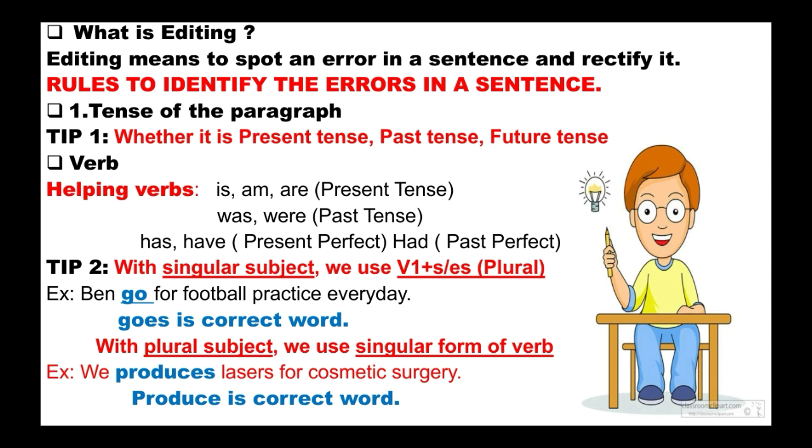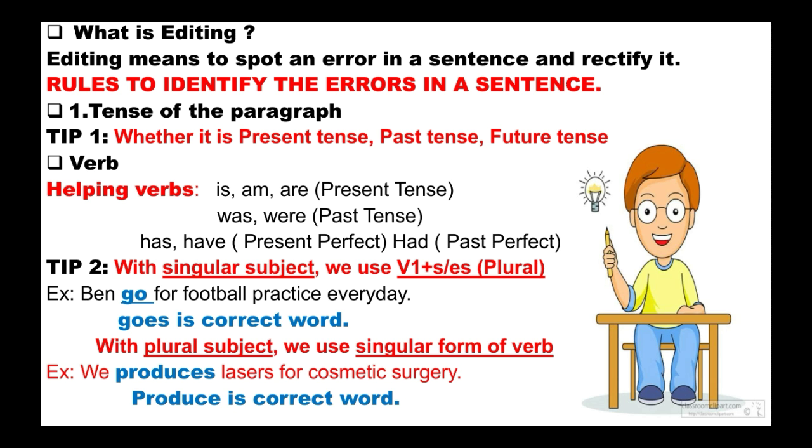Now, number one rule that you need to keep in mind is regarding the tense of the paragraph. When you start attempting this question, make it a point that you go through the whole paragraph in one go. When you go through these lines, you'll come to understand whether the flow of the paragraph is in present tense or past tense or future tense. You'll be able to identify the tense, and then accordingly you can identify the errors.